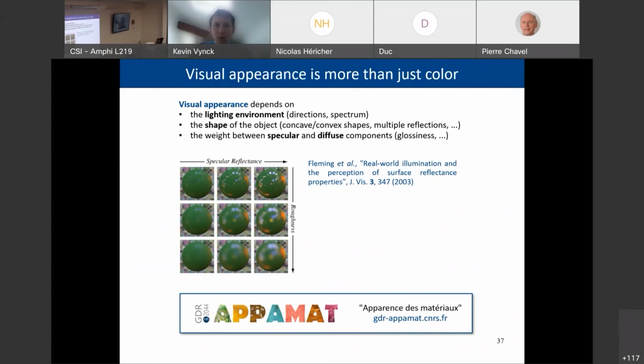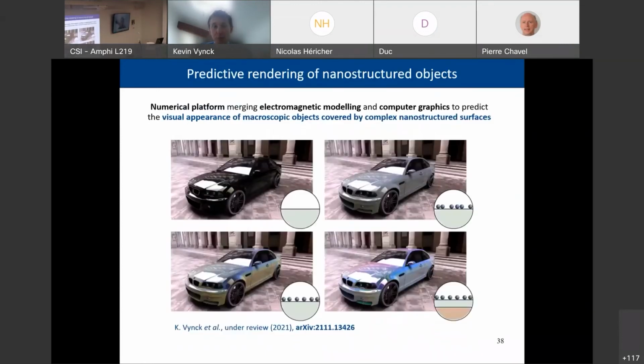So we wanted to know about the visual appearance of nanostructures, but clearly there was a gap between what people could engineer at the nanoscale and the macroscopic visual appearance that is much more complex. And what we developed with our colleagues is actually the first numerical platform that is merging electromagnetic modeling at the nanoscale and computer graphics at the macroscopic scale to predict quantitatively the visual appearance of macroscopic objects that would be covered by nanostructured surfaces.